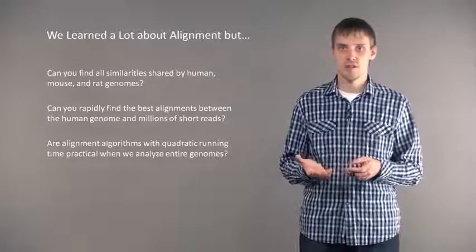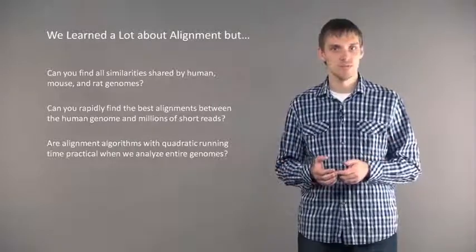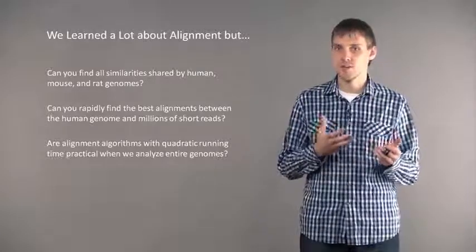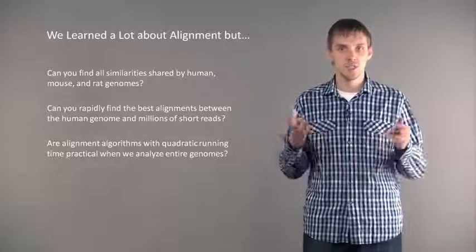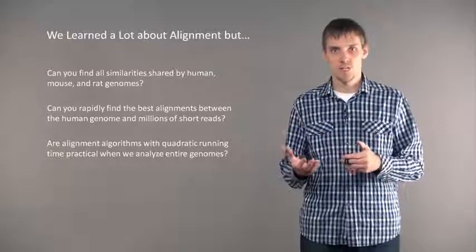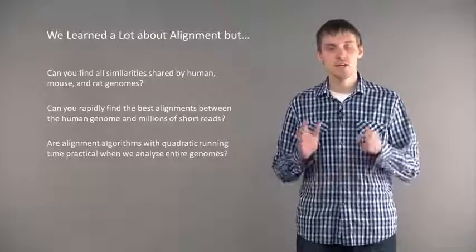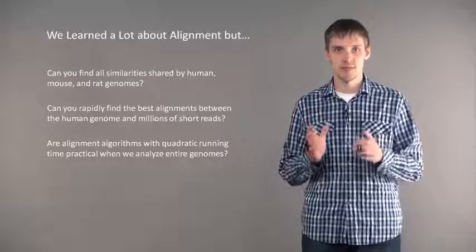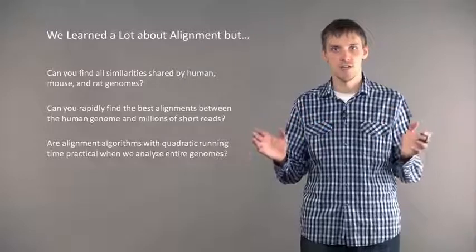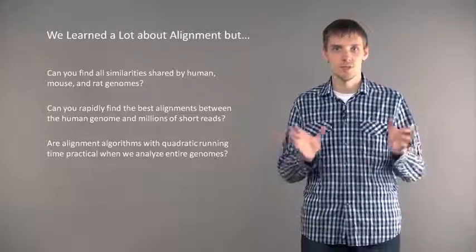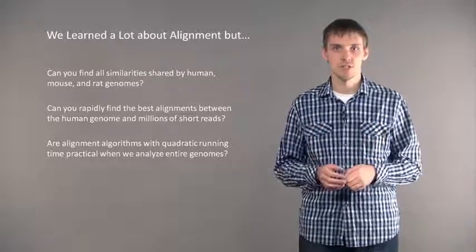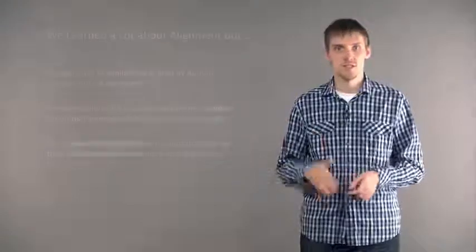But can you find all similarities between human, mouse, and rat genomes, given that these genomes contain a billion nucleotides? Can you rapidly find alignments between the human genome and millions of short reads, which are usually obtained by sequencing this genome? And are alignment algorithms with quadratic time practical when we analyze entire genomes? Because, as I said, mammalian genomes are very large, and when you try to analyze these genomes, quadratic time usually does not work. And these questions we will discuss in future chapters.